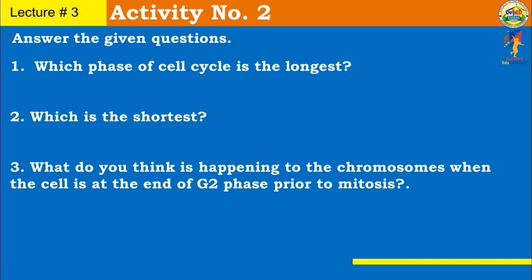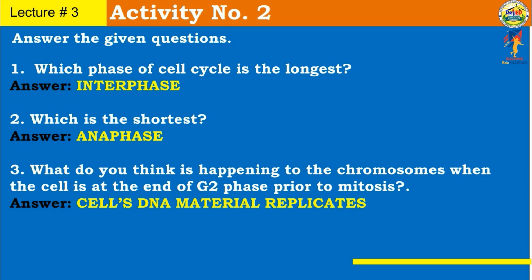Before we continue our main discussion, let's have our second activity. We're going to answer these three questions. For question number 1, which phase of the cell cycle is the longest? For question number 2, which is the shortest? Question number 3, what do you think is happening to chromosomes when the cell is at the end of G2, or the gap 2, or the second gap phase prior to mitosis?